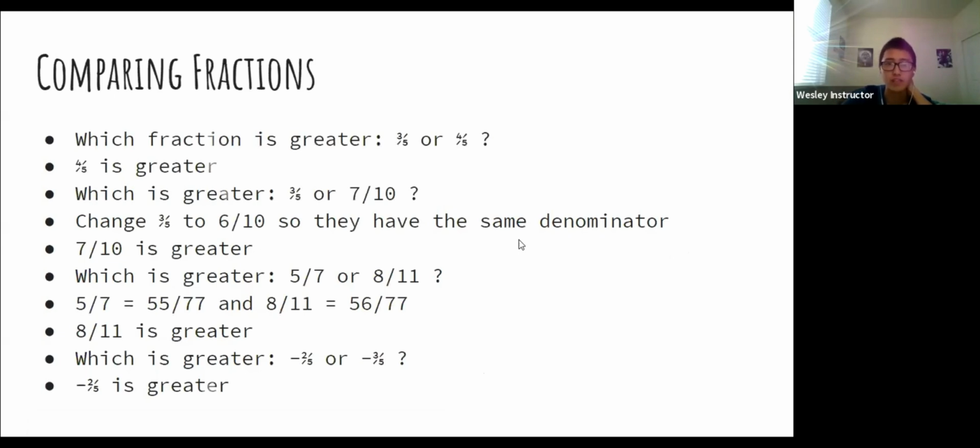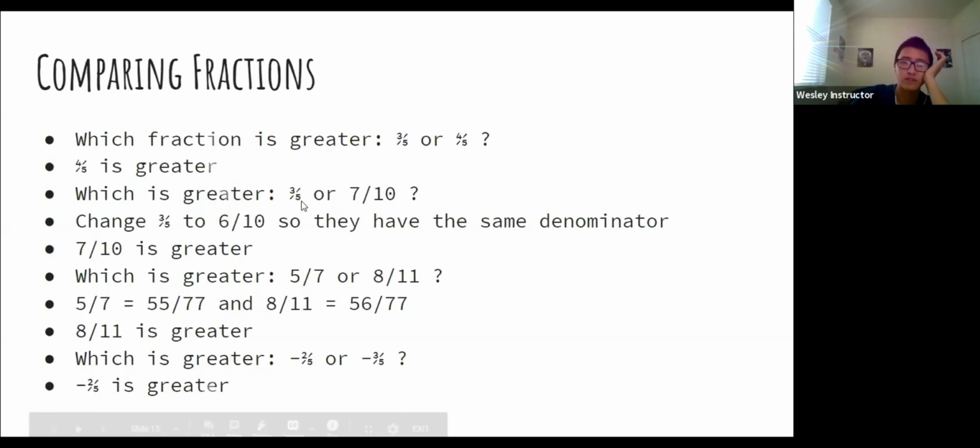All right, comparing fractions. So which fraction is greater, 3/5 or 4/5? That's easy. The answer is 4/5. Because when fractions have the same denominator, you guys just compare the numerator and see which number is bigger. So 4 is bigger than 3, or greater than 3. So 4/5 is the greater fraction.